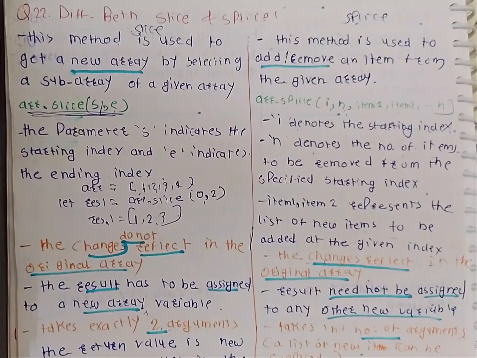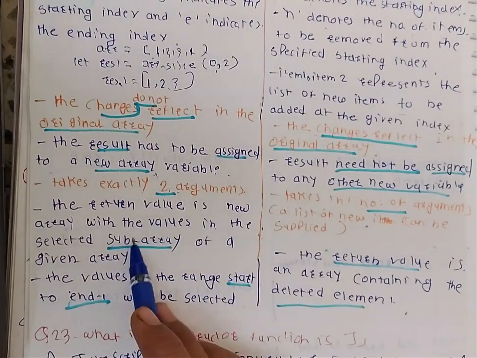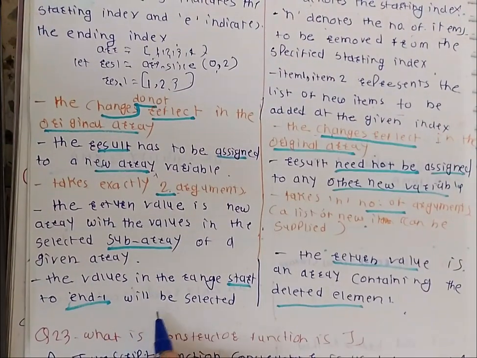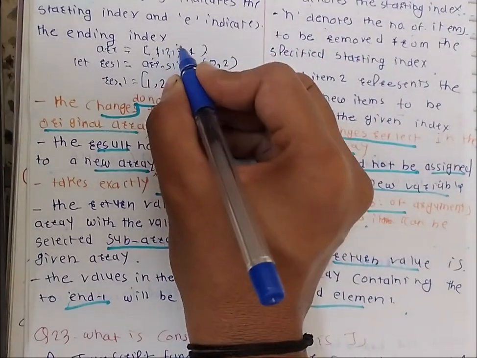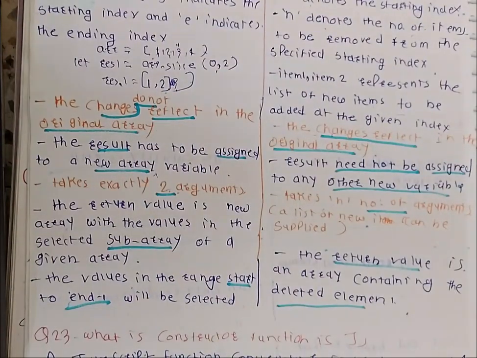The return value of slice is a new array with the values in the selected subarray of a given array, so it always returns a subarray of the original array. The values in the range start to end minus 1 will be selected. So for 0 to 3, it will not include index 3; it will include only 1 and 2 here.